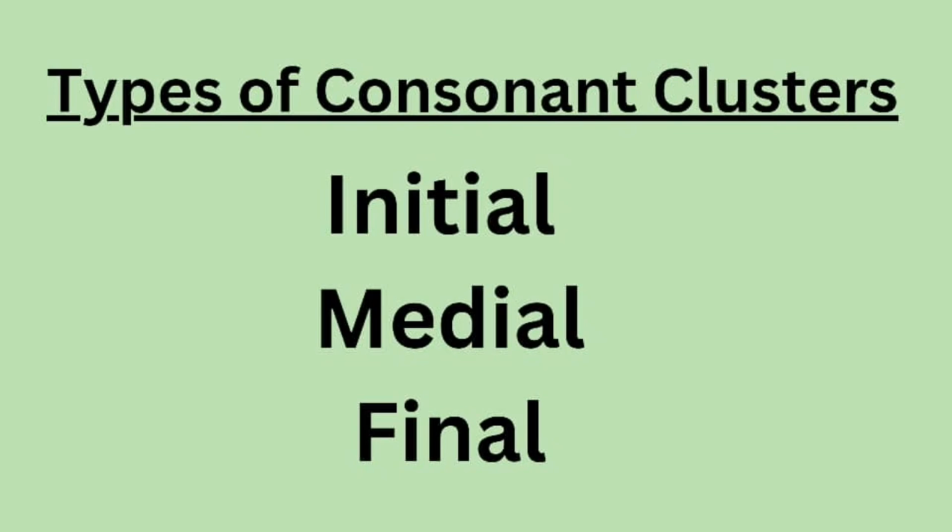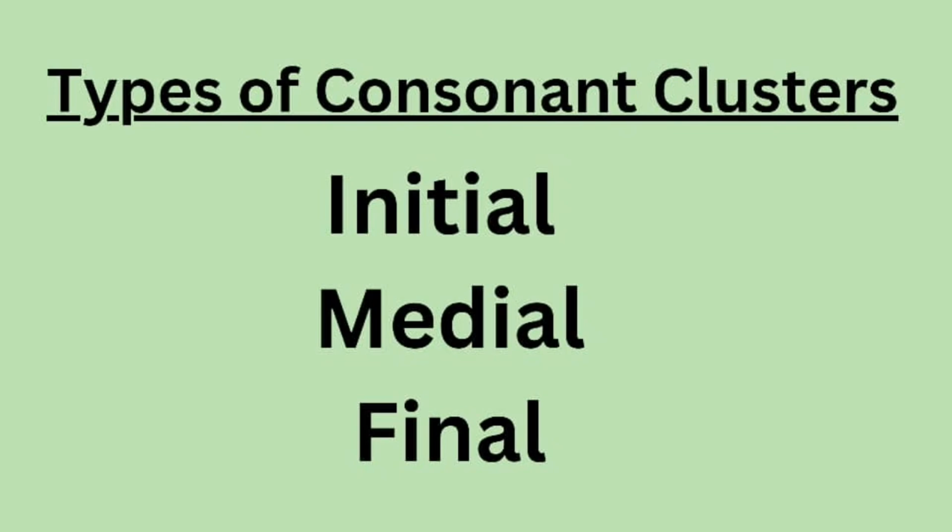Consonant clusters that appear at the beginning of a word are referred to as initial consonant clusters. For example, let us look at consonant clusters that appear at the beginning of a word. In the word blue, we have consonant B and consonant L, giving us blue. In the word stop, we have consonant S and consonant T. Then in the word tree, we have consonant T and consonant R. So blue, stop, tree all have two consonant clusters at the beginning.